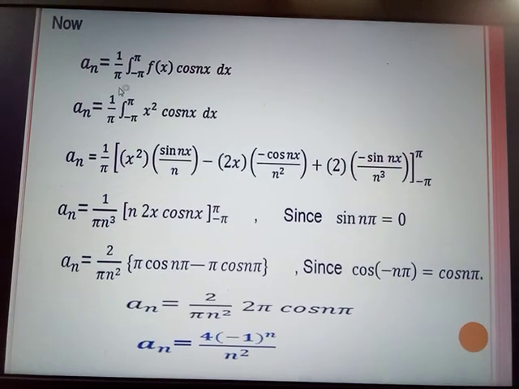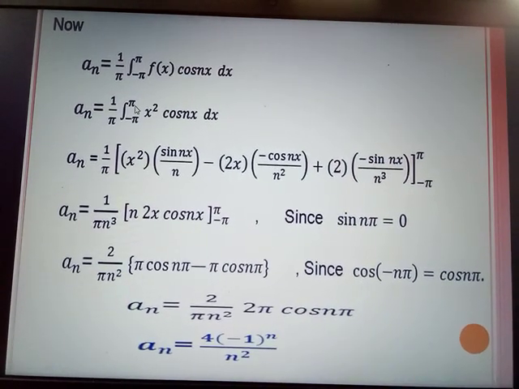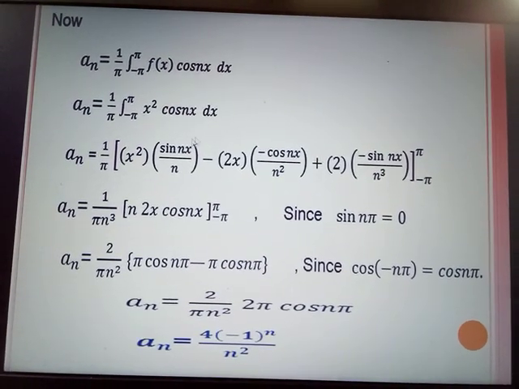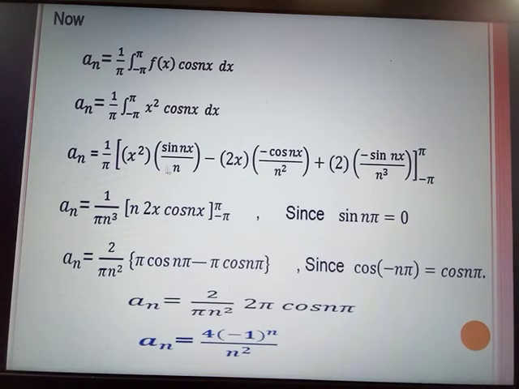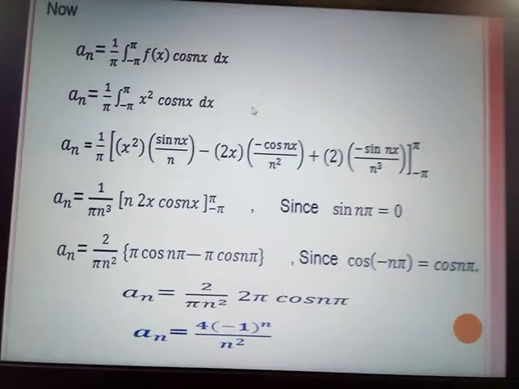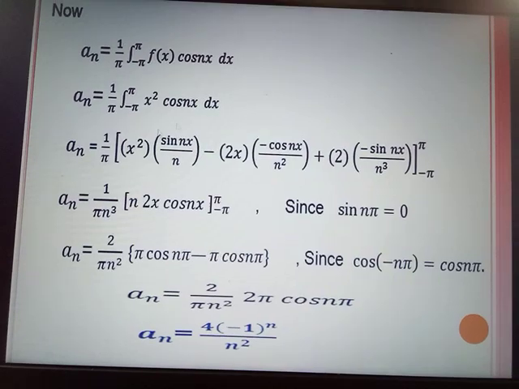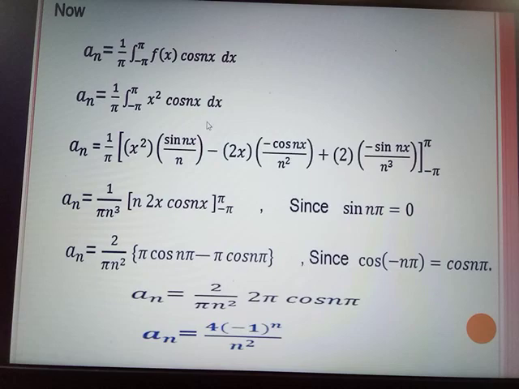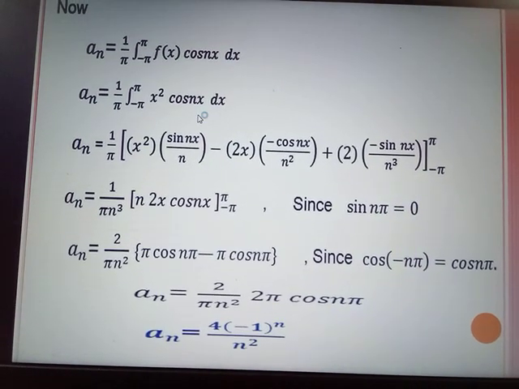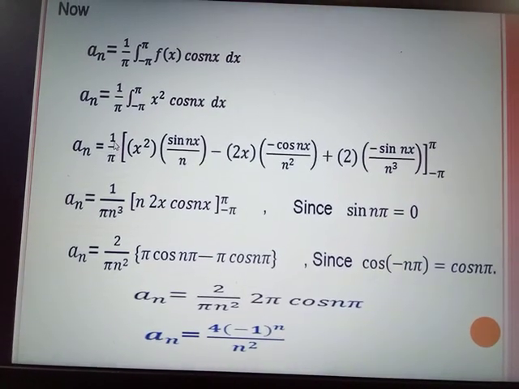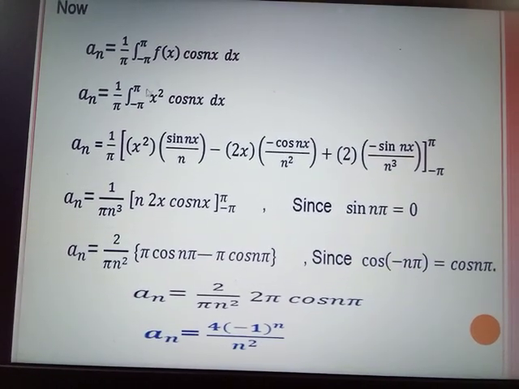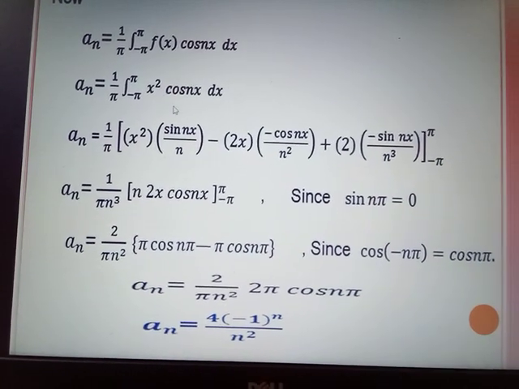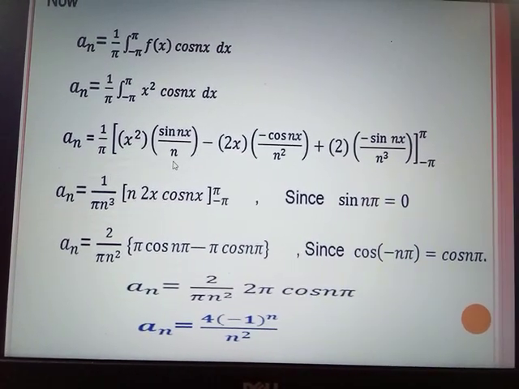Therefore, an is equal to 1 by pi integration from minus pi to pi x square cos nx. To solve this one, we have to use Bernoulli's rule. We know what Bernoulli's rule is and how to apply that. Here x square cos nx. Consider x square as the differentiating part and cos nx as the integrating part. Then an is equal to 1 by pi, keep the differentiating part as it is and integrate cos nx. We know that integration of cos nx is sin nx divided by n.